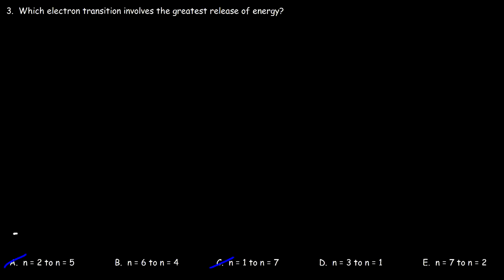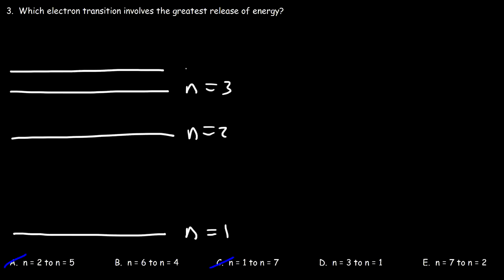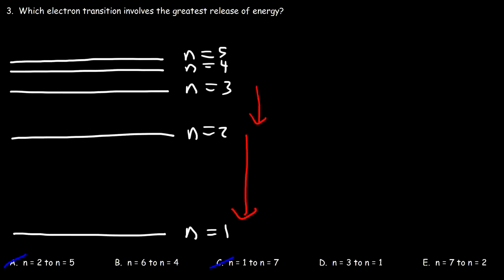So let's say if this is the first energy level, the second would probably be somewhere over here. And then this would be like the third. And then this would be like the fourth. And then this would be like the fifth. Do you see what's happening? As you move further away from the nucleus, the distance between the energy levels gets smaller and smaller and smaller. So a transition from 2 to 1 involves a lot more energy than 3 to 2. It even involves a lot more energy than 4 to 2.